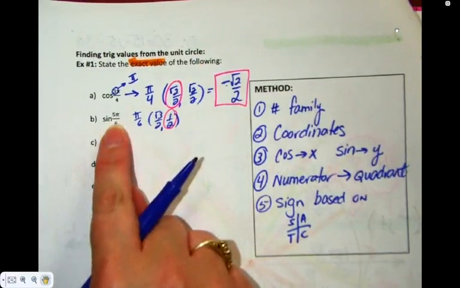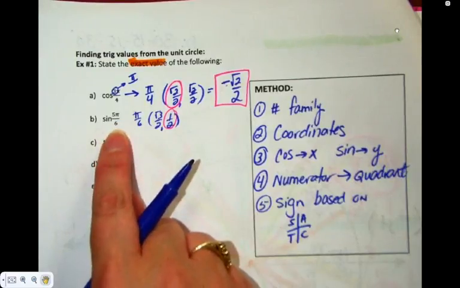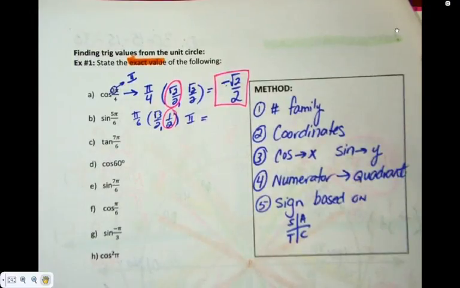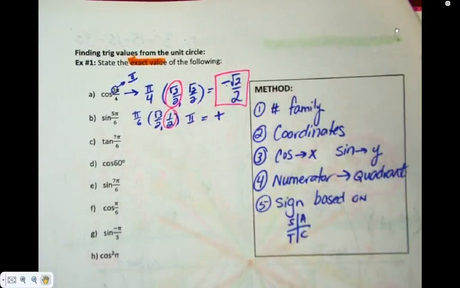5 pi on 6 is a quadrant reference. 5 pi on 6 is quadrant 2. What do we know about sine in quadrant 2? And I'm going to write the positive just so you can see later that we talked about it. I wouldn't normally as a final answer write it, but we know the answer is plus 1/2.